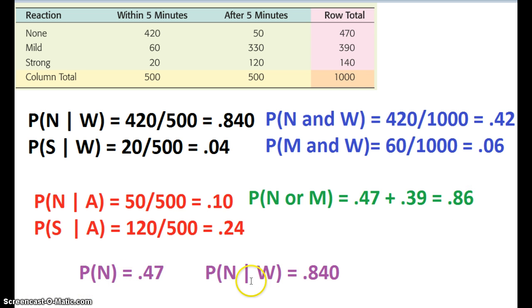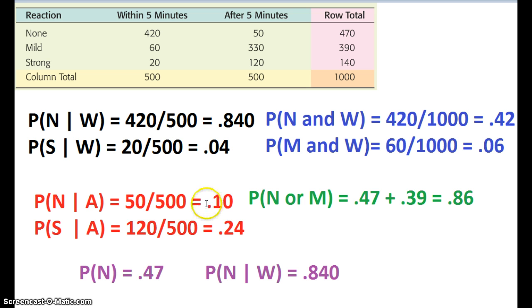For part F, the answer is no, they're not independent. I talked about this a few minutes ago, but it's pretty clear from the numbers that the chances of getting no reaction have greatly increased if people wash within 5 minutes. Just look at the chart. There's 420 people compared to only 50 who waited to wash after. And we saw the numbers right here. If you wash within 5 minutes, the chance of no reaction is 84%. If you wait till afterwards, it's only 10%. So there is an effect of washing. It seems to be having an effect on whether you get a reaction or not.